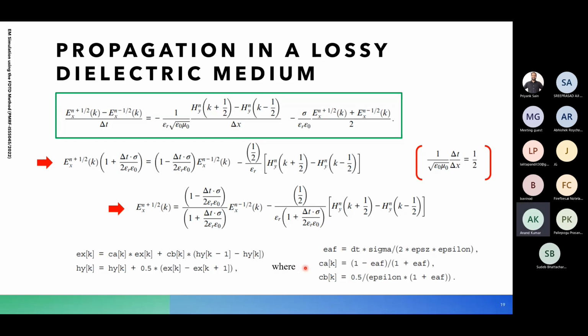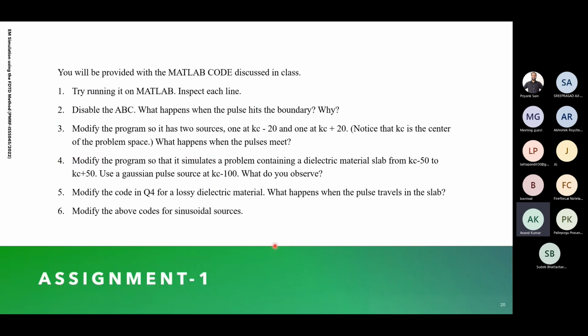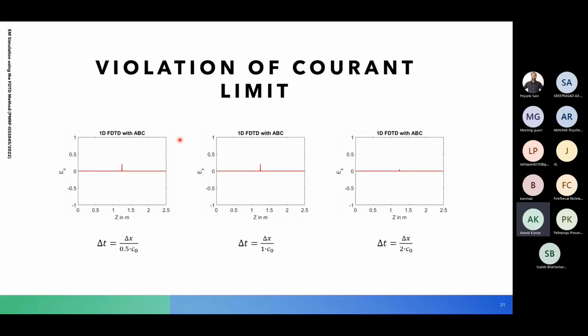Coming to the assignment, I saw in the poll that out of 7, most of you were able to run the code. So you'll be able to follow it more clearly. We'll start with one of the cases which I had asked you: what happens if you break the Courant limit?